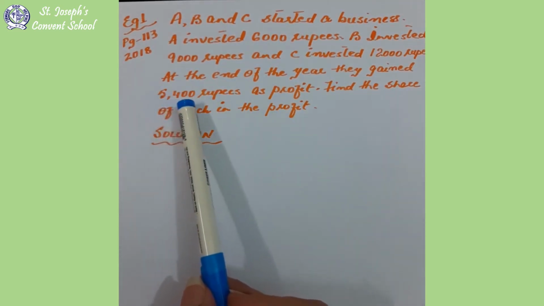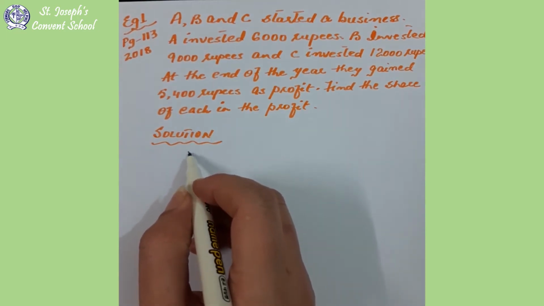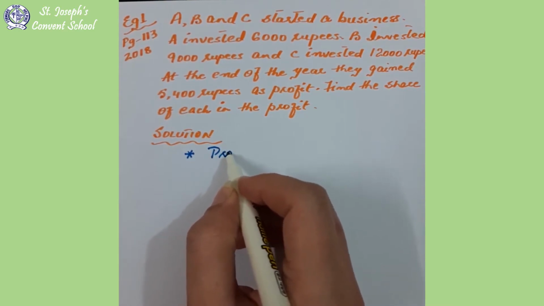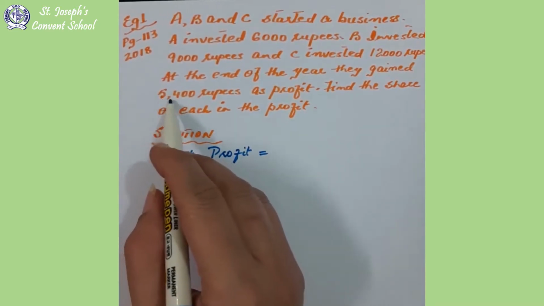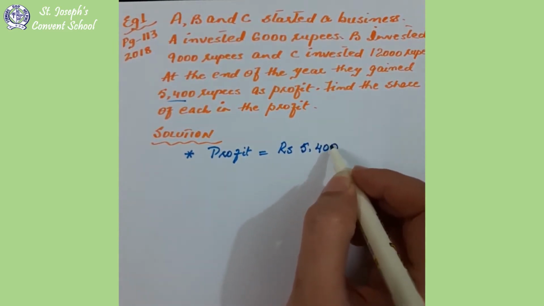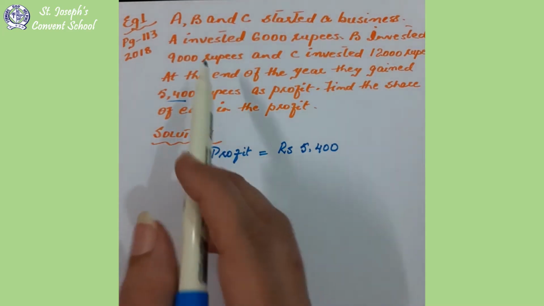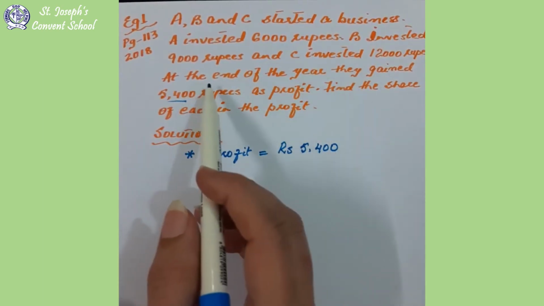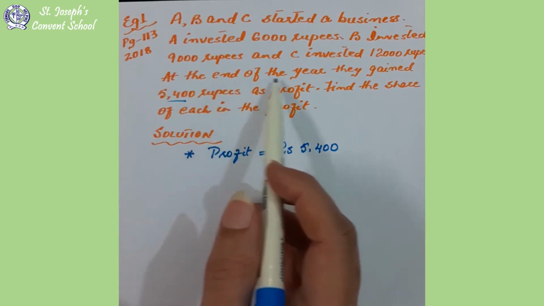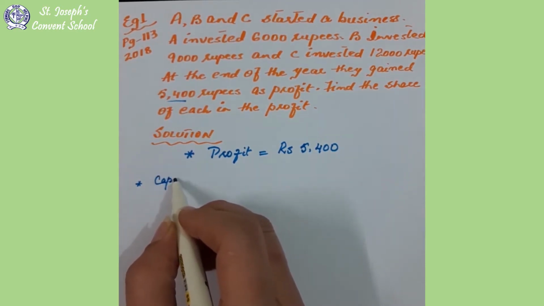So you have to divide this profit between A, B, and C. So now, how to solve the question? First of all, see what the profit given in the question is. The profit which is given in the question, you will write the profit first. Okay, this is the profit amount, rupees 5,400. Okay, this is the profit given in the question. Now this profit you have to divide among A, B and C. Now the thing is that A, B, C invested the amount for the whole year, because they have gained the profit at the end of the year.